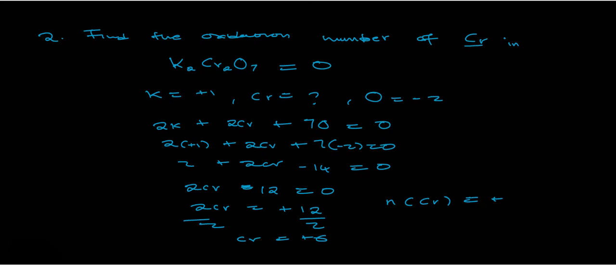So we are even going to say the oxidation number of chromium is +6. So this is how simple you can find the oxidation number in any compound. Let's try now to do another type of question.